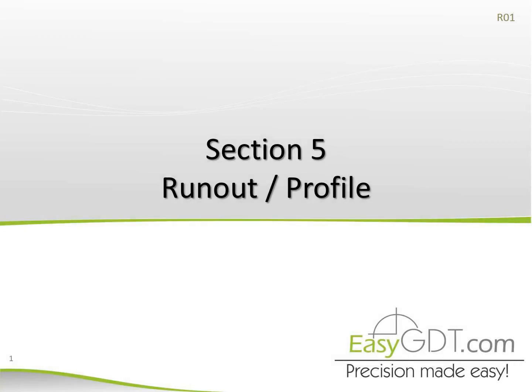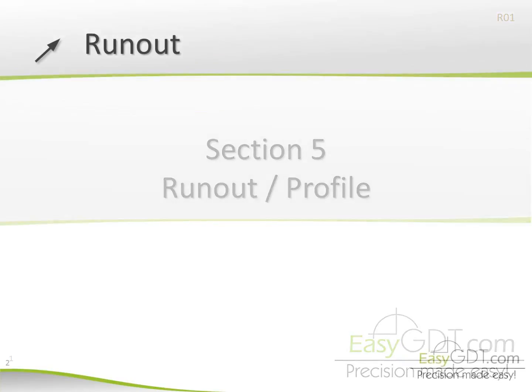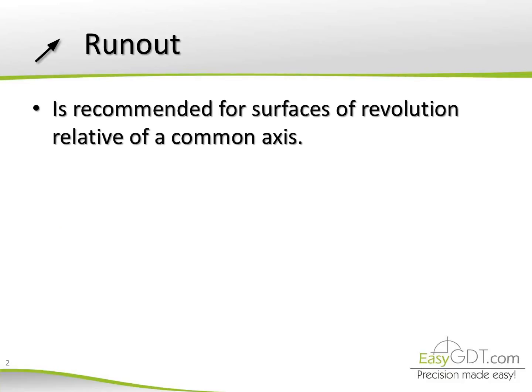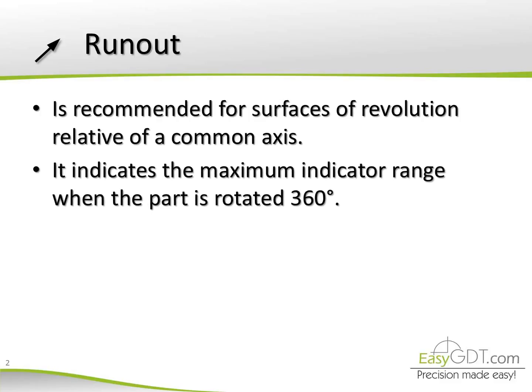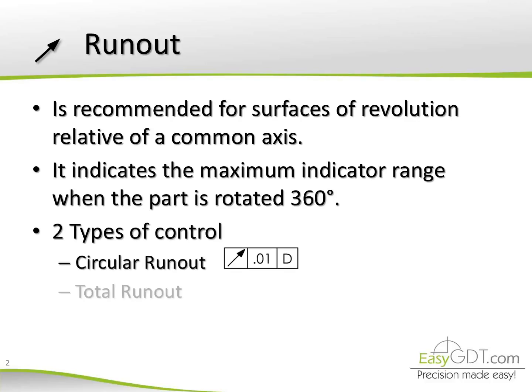In this section, we'll discuss two types of tolerances, runout and profile. Runout. It's recommended for surfaces of revolution relative to a common axis. It indicates the maximum indicator range when the part is rotated 360 degrees. There are two types of control, circular runout and total runout.